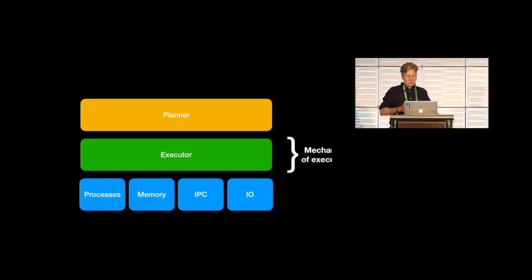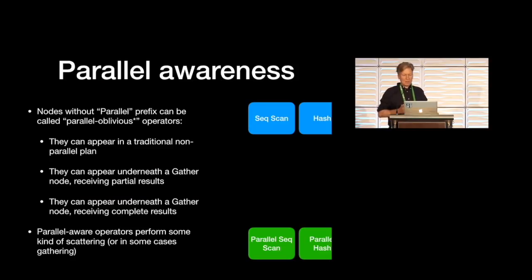Okay, so moving up to the executor, or executor, as some people seem to say, we had to introduce this new concept of parallel awareness. I assume everybody here is pretty familiar with explain plans and how you have these different node types. What you see with parallel queries is this new word parallel that can appear before many of the executor node types.